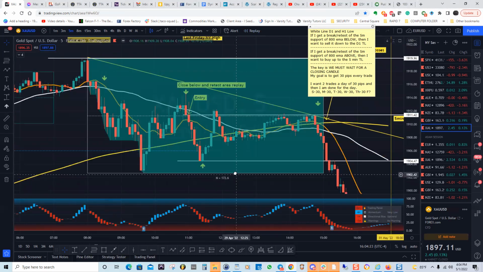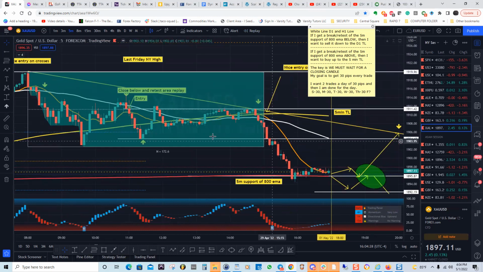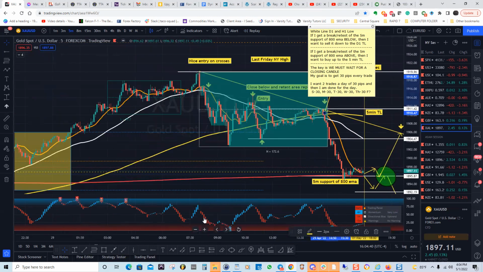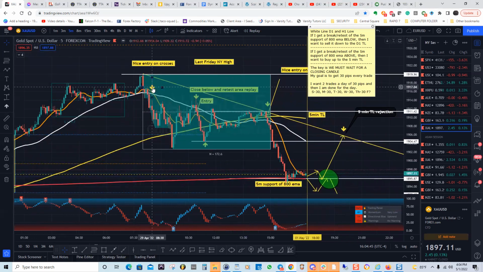You only trade the setups. Where are the nice entries? A nice entry is this. This is a beautiful entry right here. This would have been beautiful right here. If you can wait for this, you're not going to get it all the time, but if you can get it, this is a beautiful entry right here.